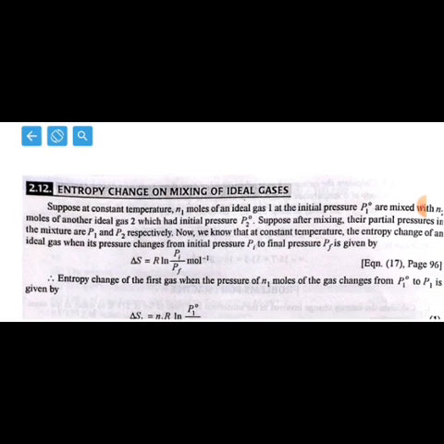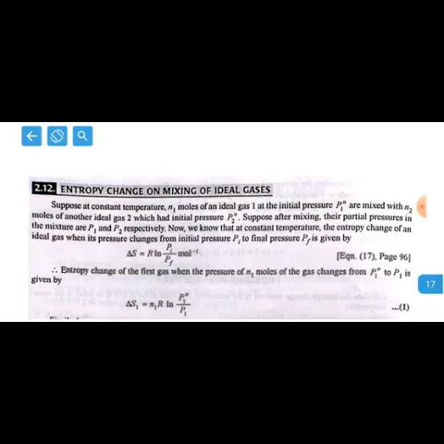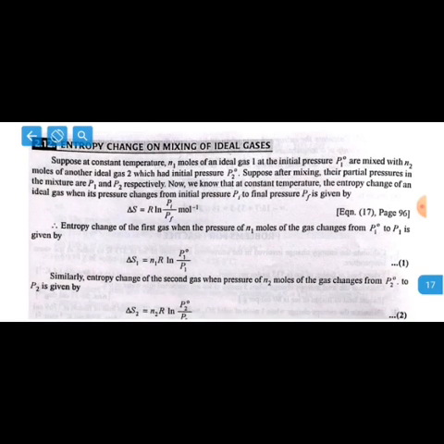Entropy change on mixing of ideal gases. Suppose at constant temperature, N1 moles of an ideal gas 1 at initial pressure P1 naught are mixed with N2 moles of another ideal gas 2 which had initial pressure P2 naught. Suppose after mixing their partial pressures in the mixture are P1 and P2 respectively. Now we know that at constant temperature, the entropy change of an ideal gas when its pressure changes from initial state Pi to final pressure Pf is given by delta S is equal to R ln of Pi divided by Pf per mole.